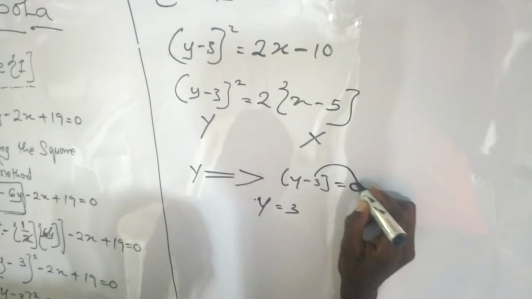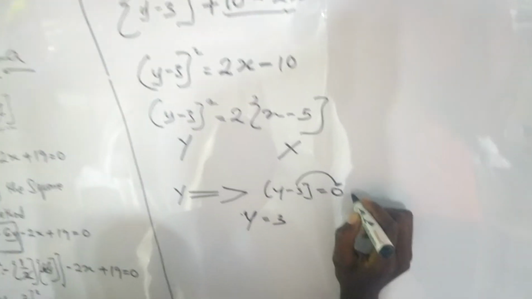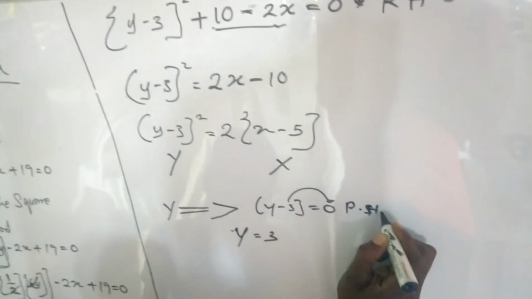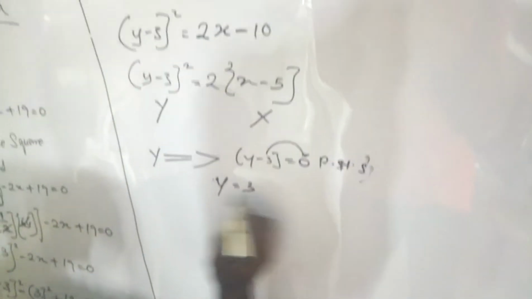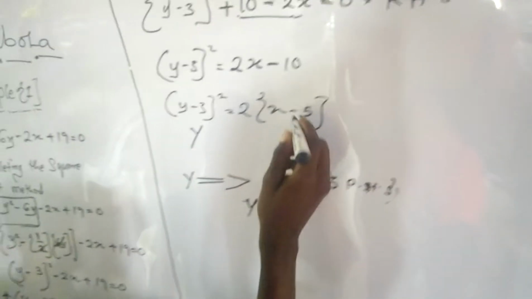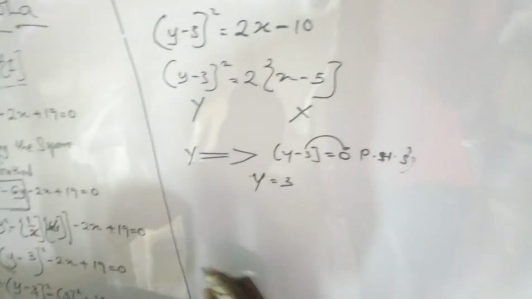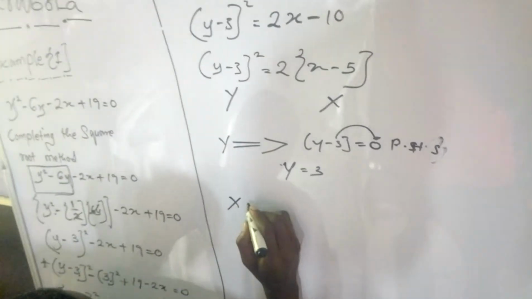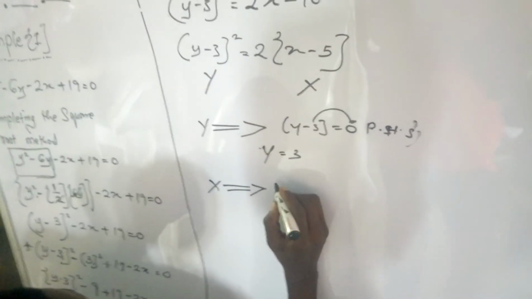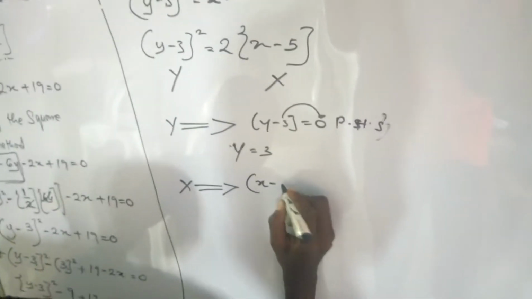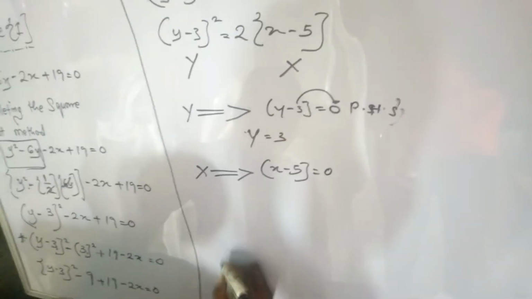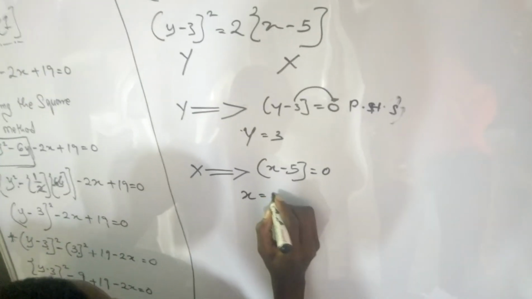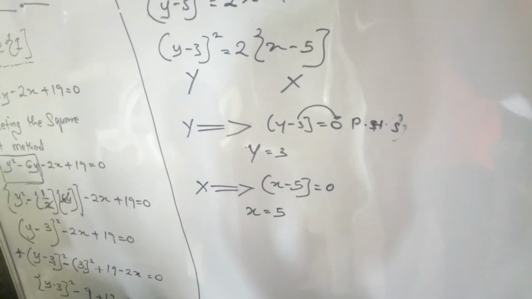If this 3 comes to the right hand side, we change to plus. The same thing applies to this minus 5. So you are going to have x − 5 = 0, so x = 5. So we continue.